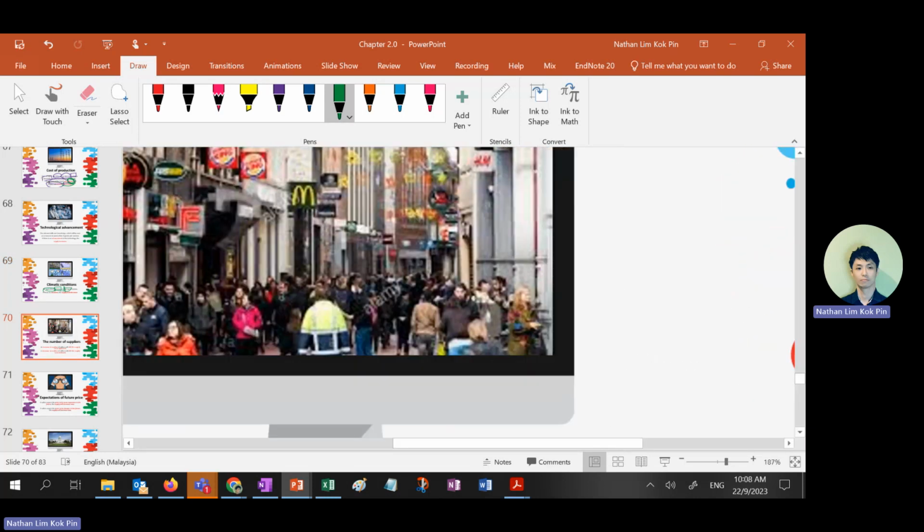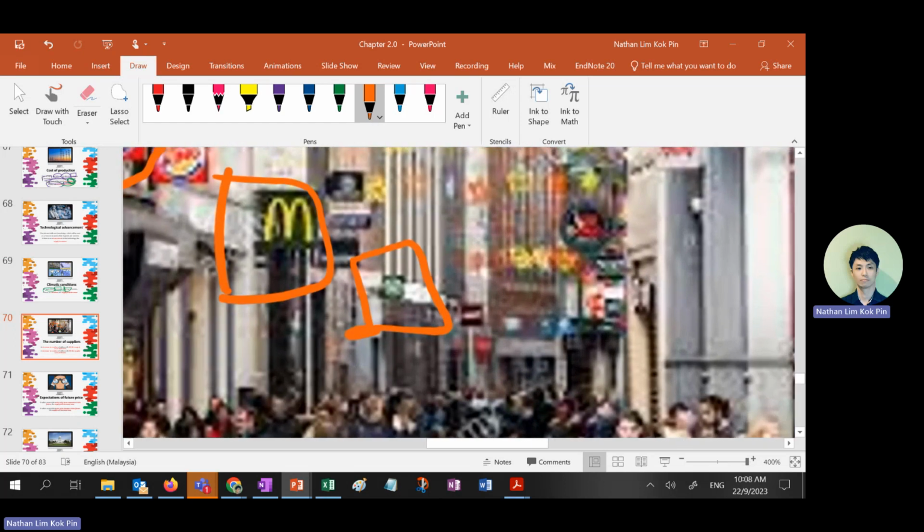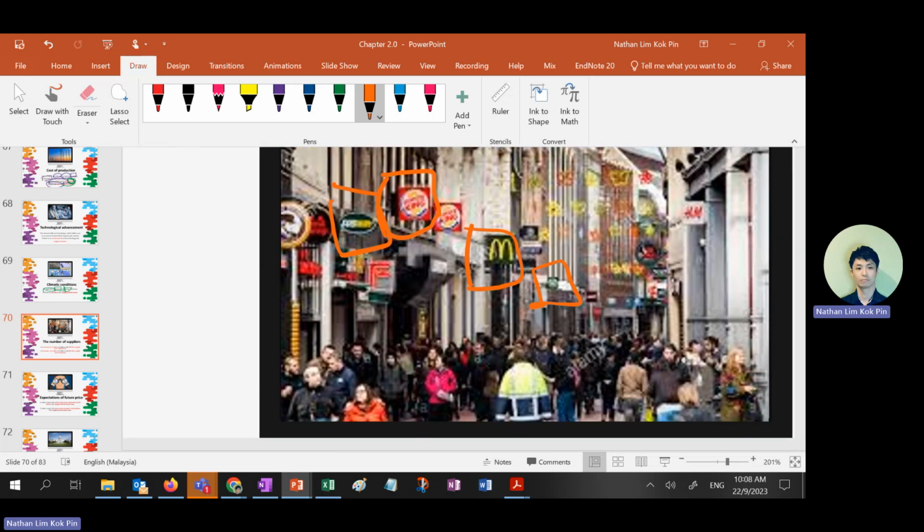Okay, how many suppliers are there? How many fast food suppliers in here? You can roughly see. Fast food. Can you see this? Wow, you can tell, not bad. So blur also you can tell. This one? Is this considered fast food? This one looks like star something. Not sure. Okay. So there are many things in here.